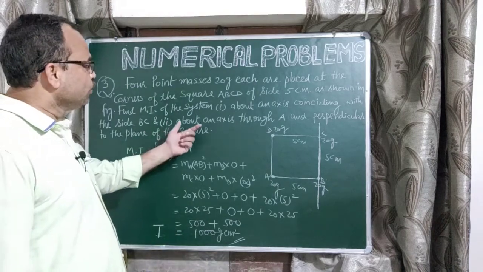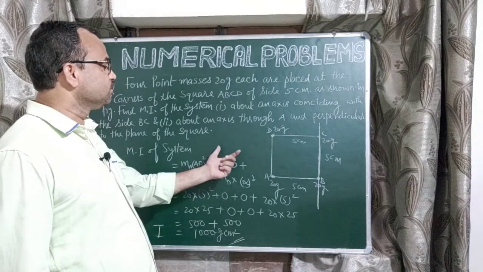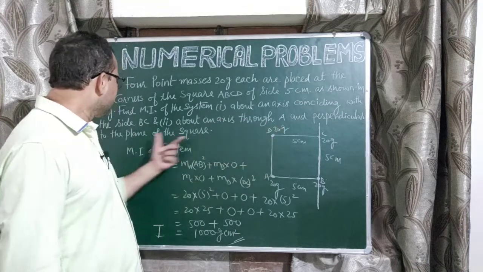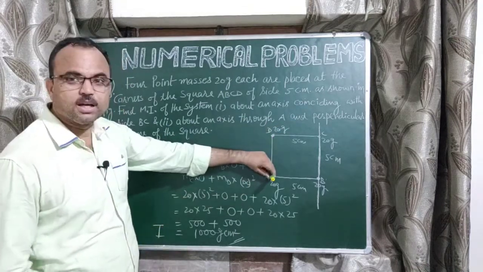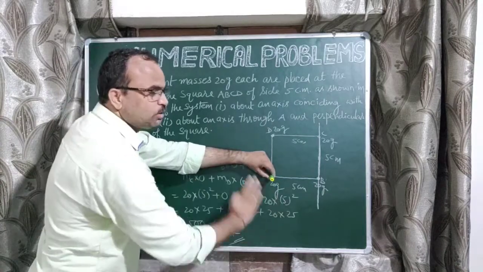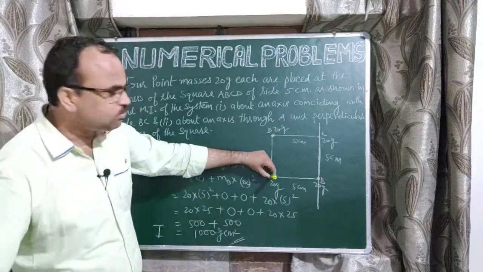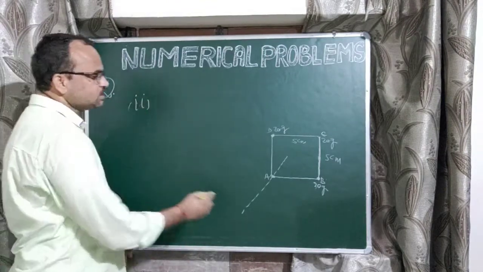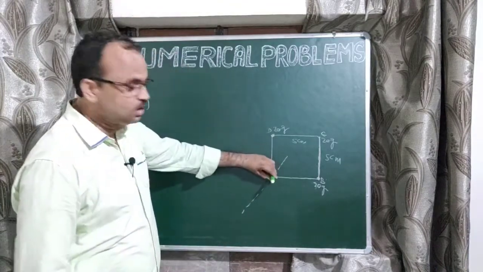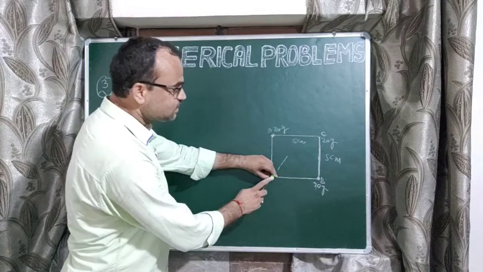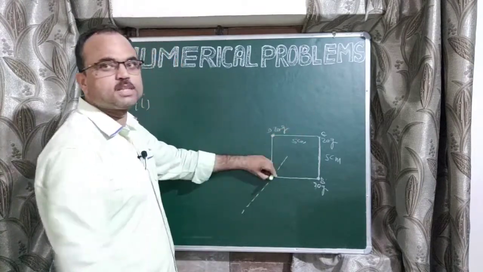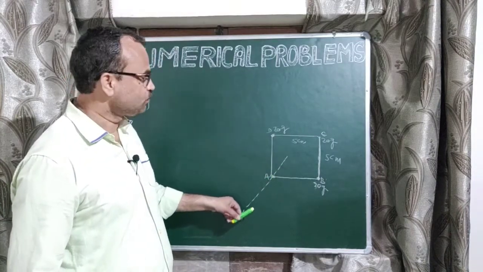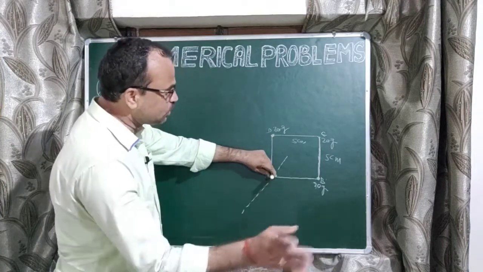In the second part, we have to calculate the moment of inertia of the system when the axis passes through point A and is perpendicular to its plane, like this. So let us now solve this second part. Pay attention, okay. This is a 3-dimensional figure. This axis cannot be drawn on a 2-dimensional plane, so we have to show this axis in this plane like this. Actually this is an axis perpendicular to this plane.